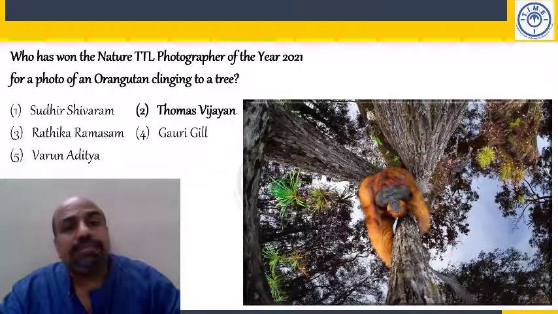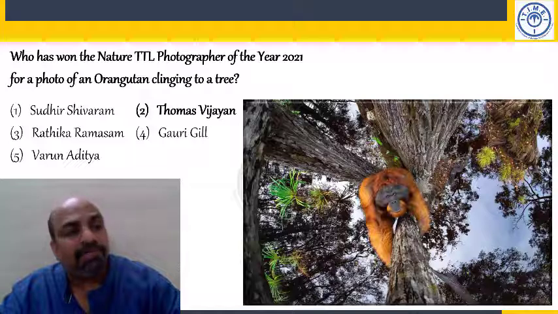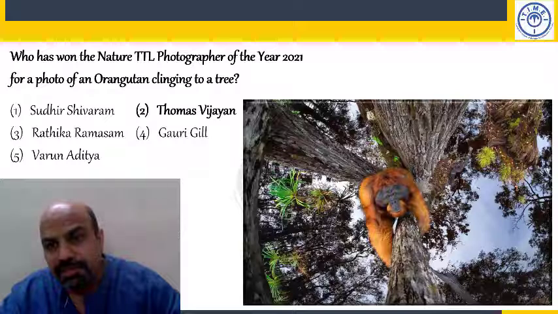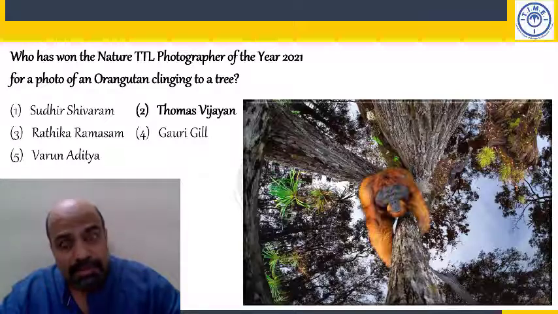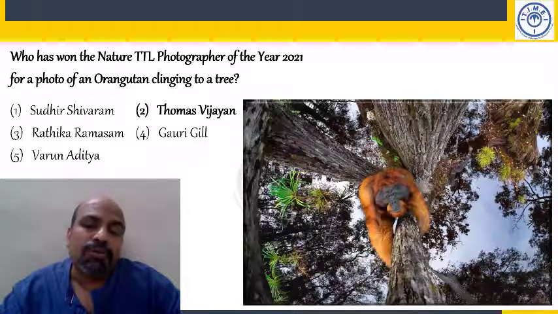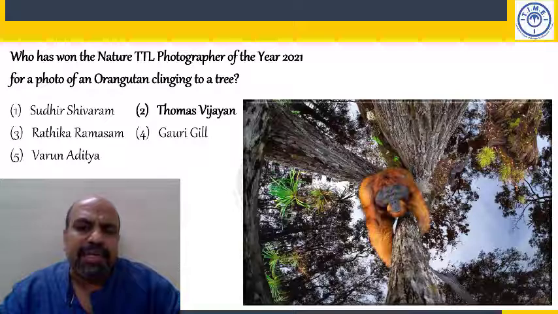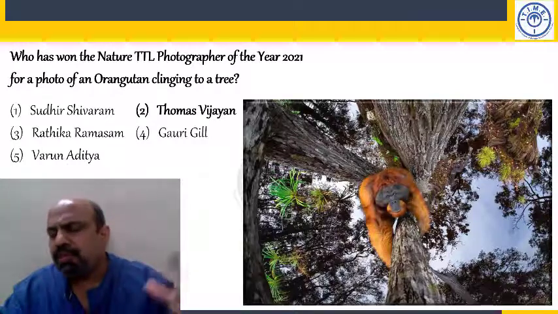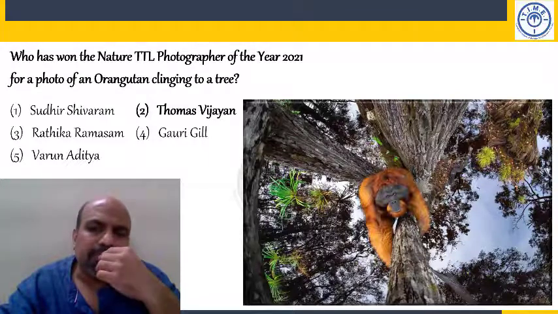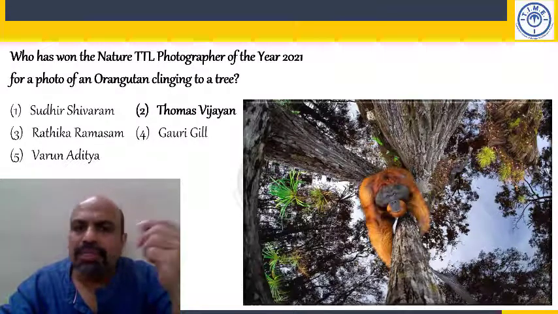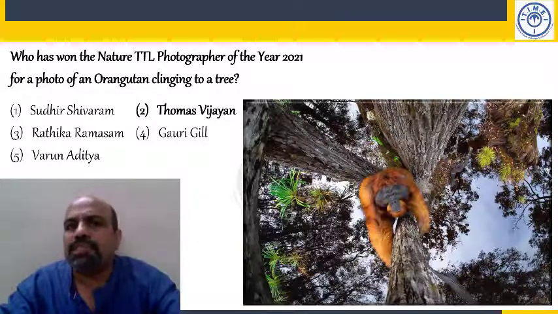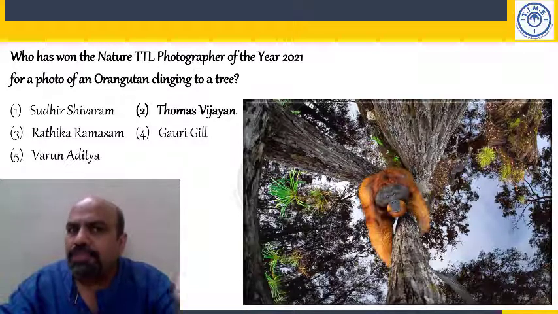Who has won the Nature TTL Photographer of the Year 2021 for a photo of an orangutan clinging to a tree? Look at this. You can see this is actually taken from the ground up. And this is an orangutan. Orangutan is an endangered species. It's an ape with quite long arms. But because of massive felling of trees, these animals are getting homeless, which also means that they'll become extinct soon if adequate protection is not provided.